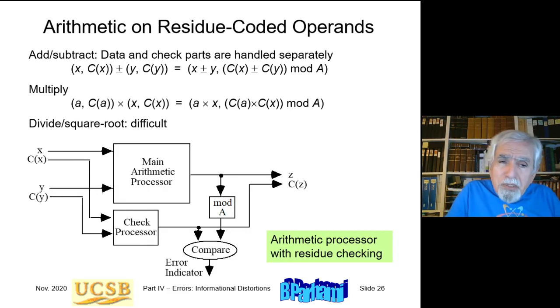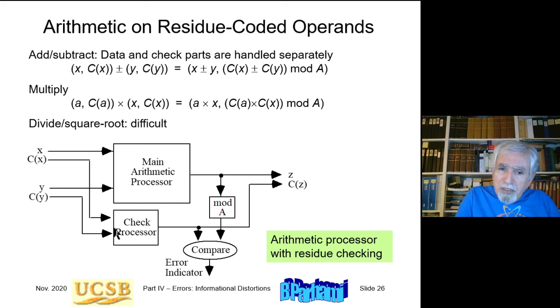Okay, once you have encoded your operands using residue code, here is how you operate on them and check for errors. So X and its check part, Y and its check part come in. X and Y go to the regular arithmetic processor, which does addition, multiplication, what have you. The check parts go into the check processor. If you want to do addition, you add the check parts modulo A. If you want to do multiplication, you multiply the check parts.